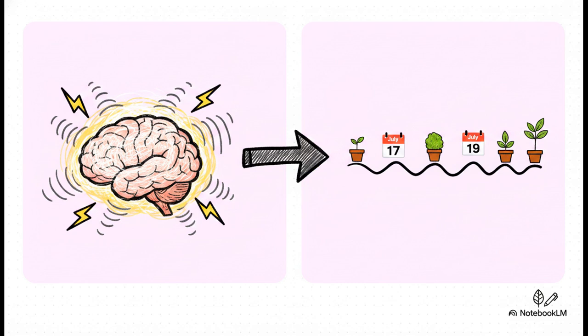But then, to make it actually stick long-term, you've got to transition to distributed practice. This is spaced repetition over time. You literally set a calendar reminder to practice it just before you're likely to forget it. It's an absolutely crucial strategy to ensure the learning actually lasts.